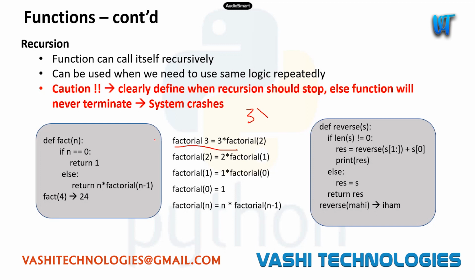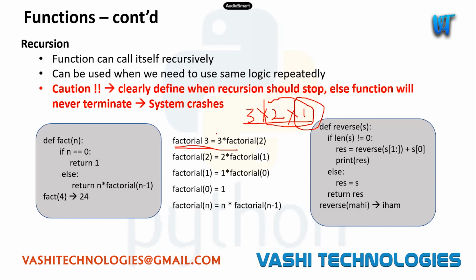For instance, I'm taking factorial 3. Factorial 3 is calculated as 3 into 2 into 1. So factorial 3 is 3 into 2 into 1. Again, this 2 into 1 is 2 factorial, and this 1 is 1 factorial.